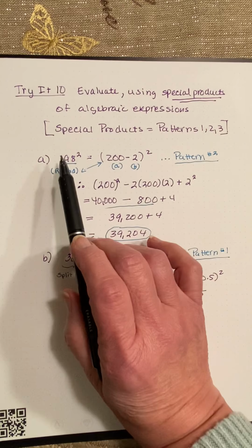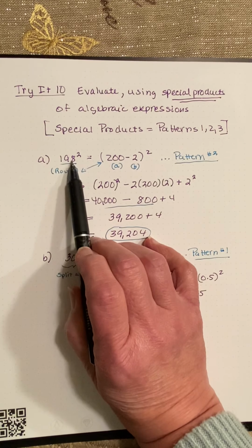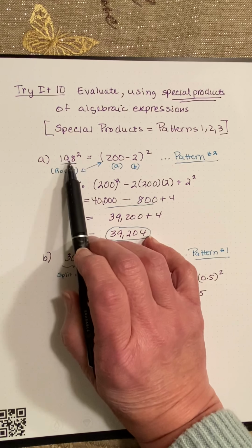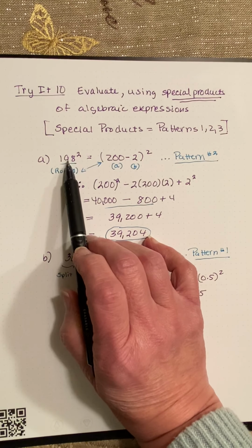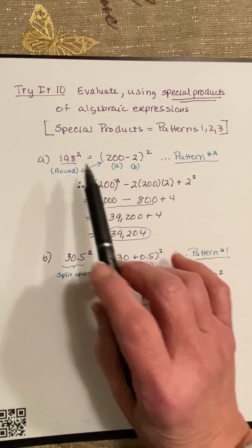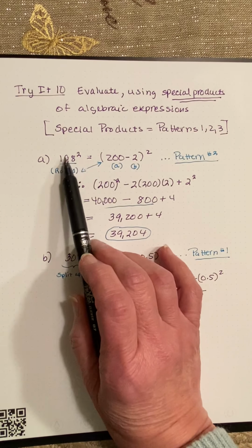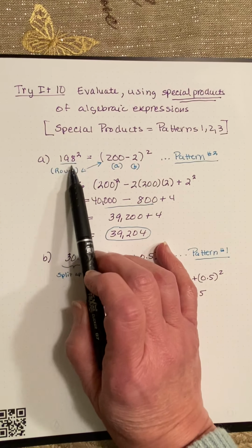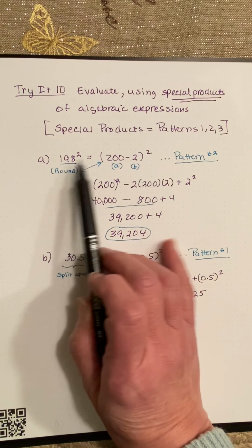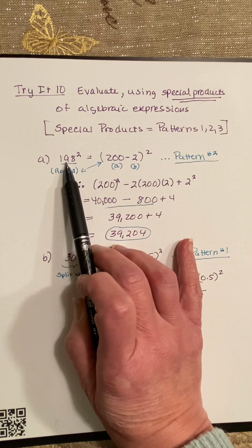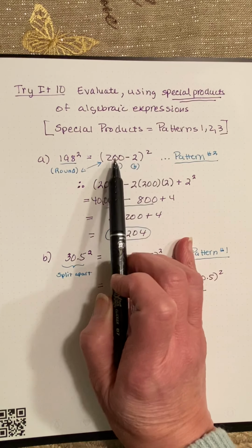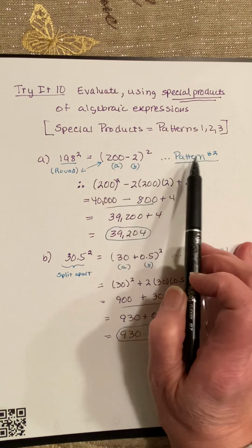Now this is interesting because basically it's taking a large number squared, and let's say you're without a calculator, because typically we would just use our calculator to square this. But we can use pattern number 2 in this case, and I'll show you why it's 2 in a minute. We can take 198 and round it up to 200, but we need it to be 198, so it's going to be 200 minus 2 squared.